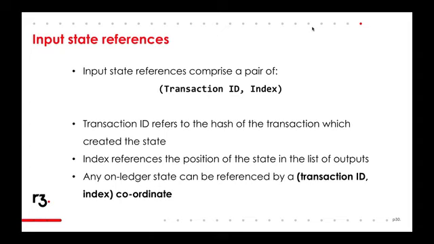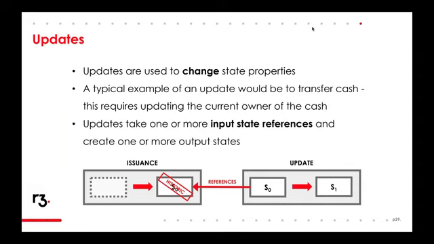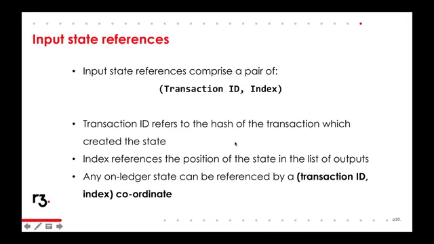So the outputs list is indexed at 0. So for this prior transaction here, as the transaction ID you would have the hash of this transaction here, and the index would be 0 because there's only one state here. So you can think of the transaction ID and index as a coordinate that can reference any state which is on the ledger. The only catch is that you need to know which party has the transaction containing the state that you're referencing.